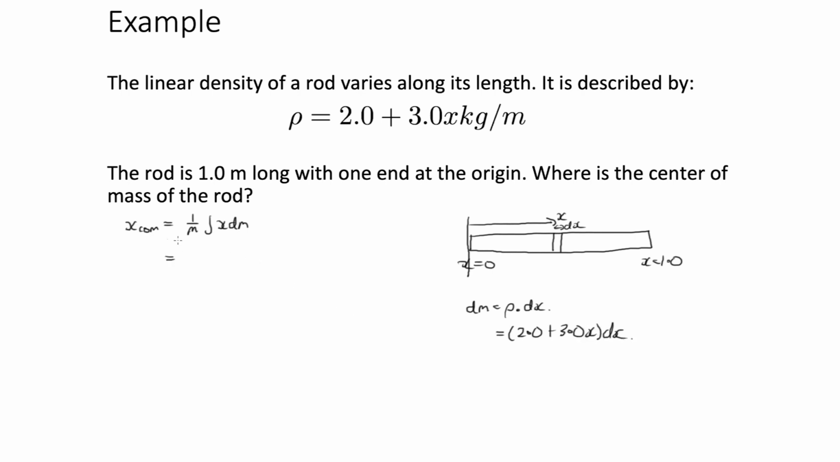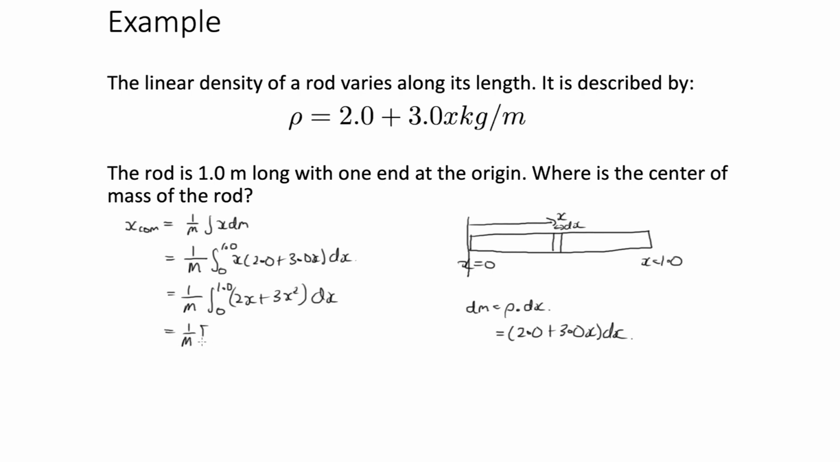So we can say x for the center of mass will be 1 over the total mass times the integral. Now we do have the limits on our integral. We're going from x equals 0 up to x equals 1 of x times dm, where dm is (2 plus 3x) dx. So this is equal to 1 over m times the integral from 0 to 1 of 2x plus 3x squared dx. So let's integrate that.